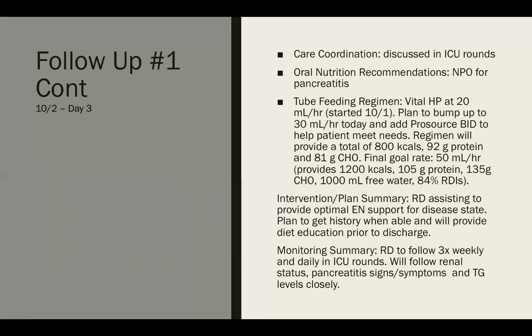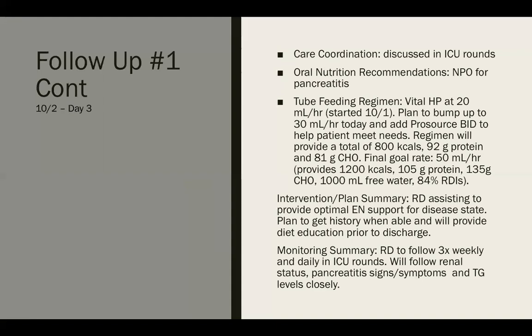The RD will continue to assist and provide optimal enteral nutrition support for the patient's disease state. We plan to get history when able, so once the patient's extubated, and we will provide diet education prior to discharge. We'll continue to follow 3 times weekly and daily in ICU rounds. We'll follow her renal status to see how her acute kidney injury is going with all the labs. Continue to follow her pancreatitis signs and symptoms and her triglyceride levels closely.